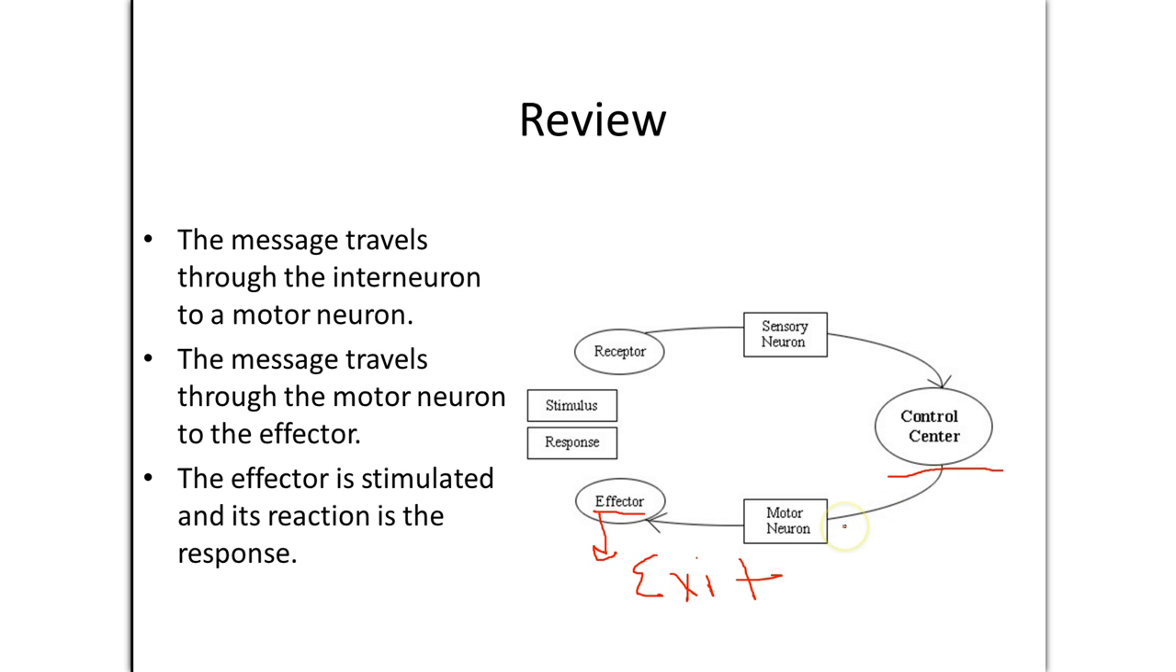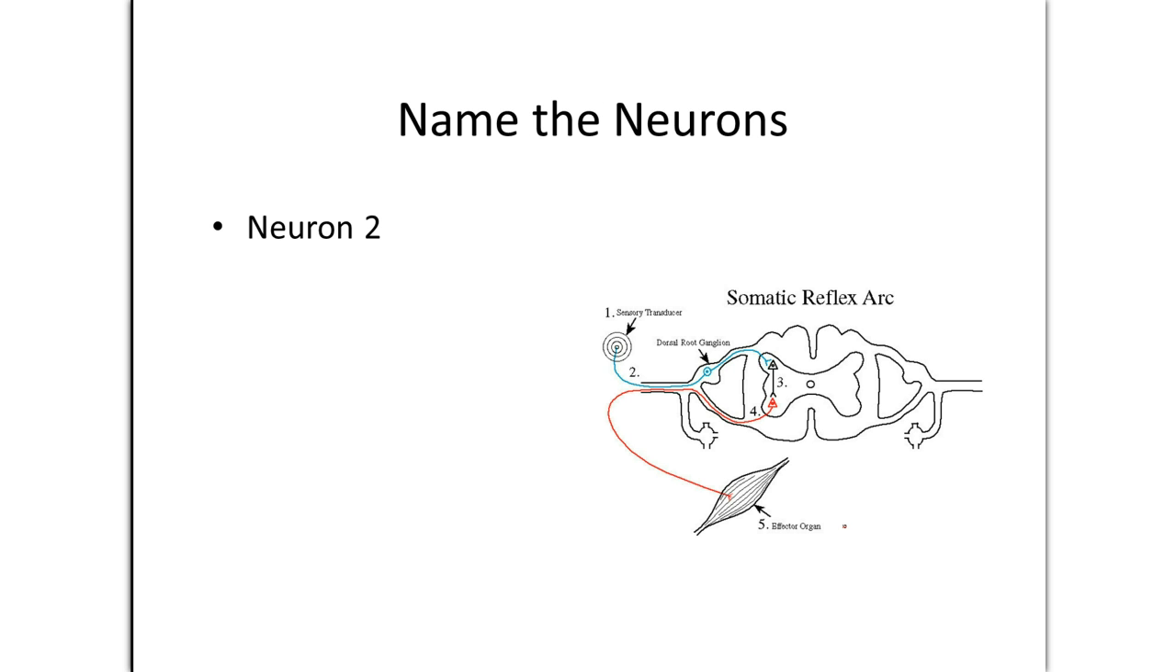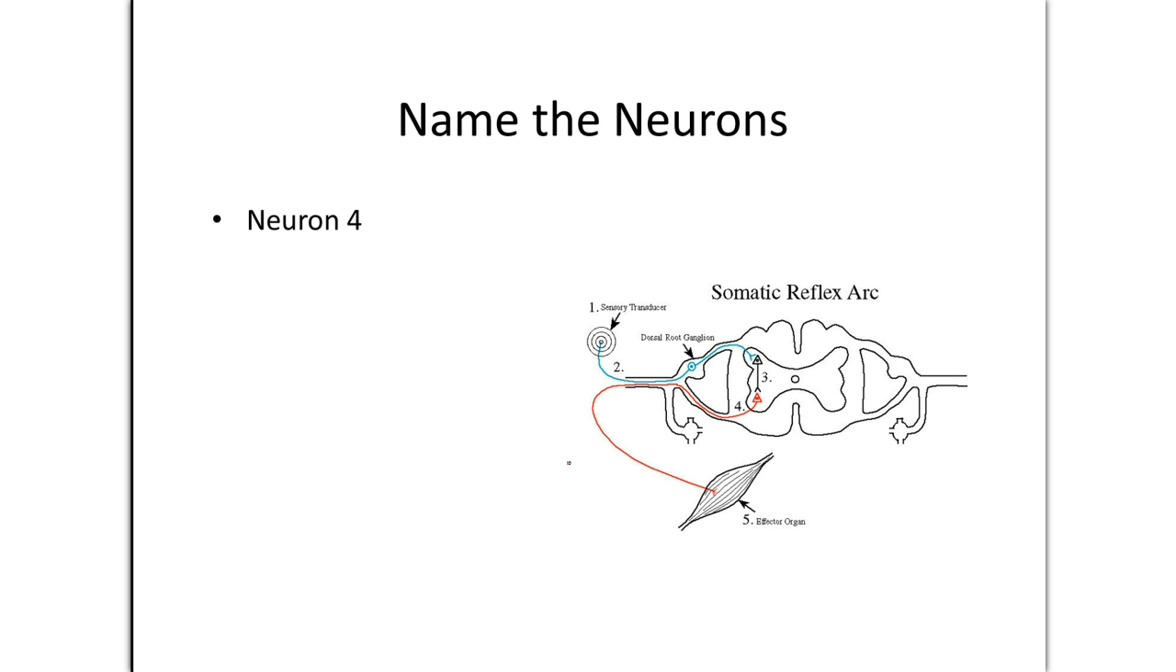All right. So let's try this. Can you name the neurons? Neuron number 2, right here. Yep, sensory neuron. Let's try number 3. Interneuron. And 4. Motor neuron. All right, that's all, folks.